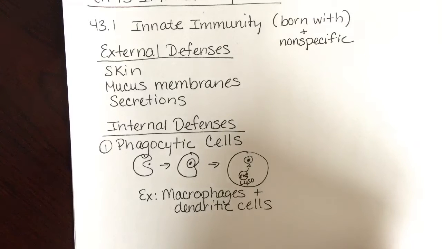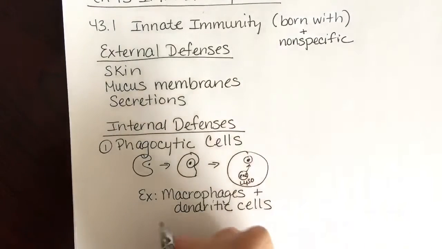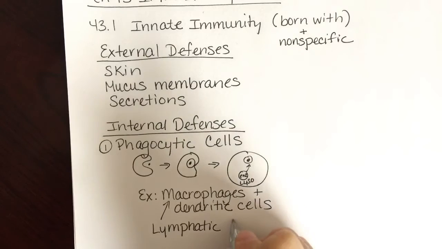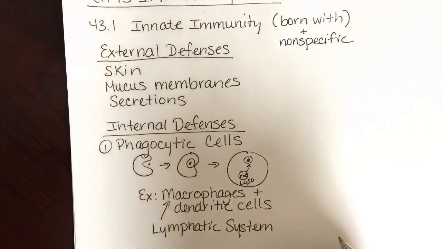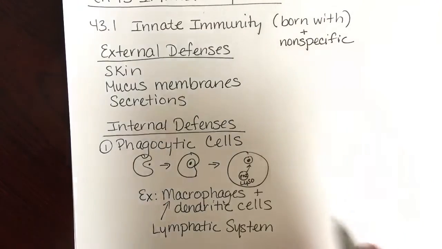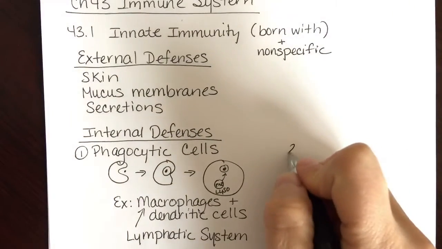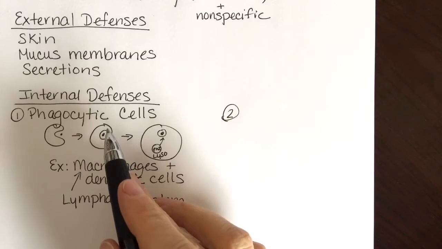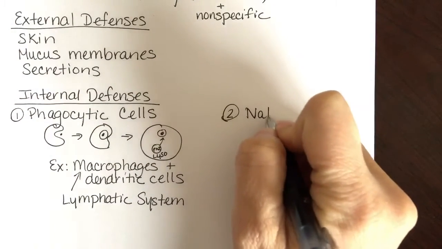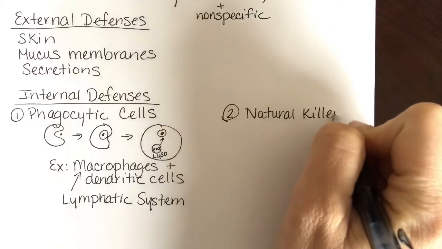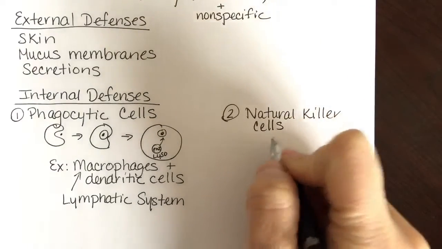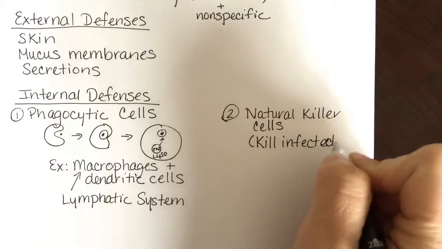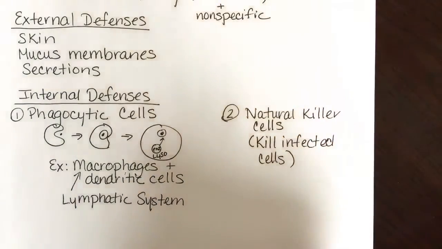Remember, these guys can be found in your lymphatic system. So macrophages, your lymphatic system. So you want to review your lymphatic system and lymphatic vessels and lymph nodes, and so on. So that's your macrophages. The second thing is that second kind of internal defense can be the natural killer cells. These guys kill infected cells. And this is non-specific, so it kills any type of infected cell.